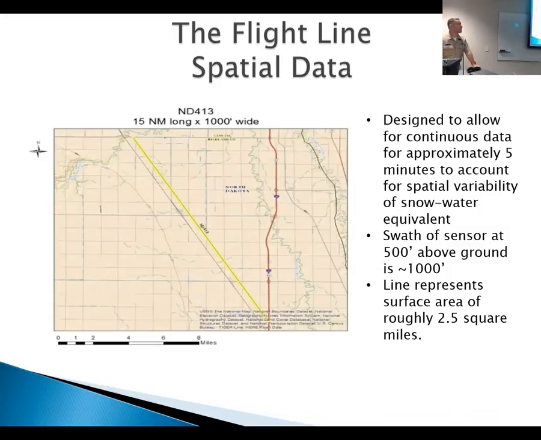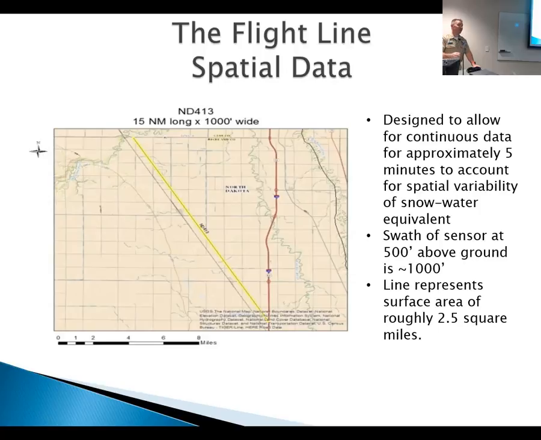So the spatial data. That's really the heart of what my project was. The lines themselves are designed to allow for continuous data collection for about 5 minutes. That's about how long it takes and how much ground you need to cover to strip out the spatial variation in the snowpack itself. So if you think like the movie Fargo, you remember where he's burying the money at that fence post?